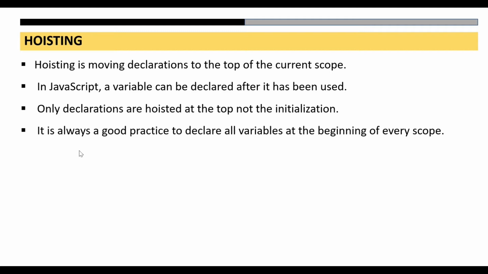But definitely it is always a good practice to declare all the variables at the beginning of every scope. If for any reason you forgot to declare it, you can declare it after it is used. It will work fine. But it's always a good or ideal practice that you always declare it, initialize it, and then use it. So let's see through the code how this hoisting works.